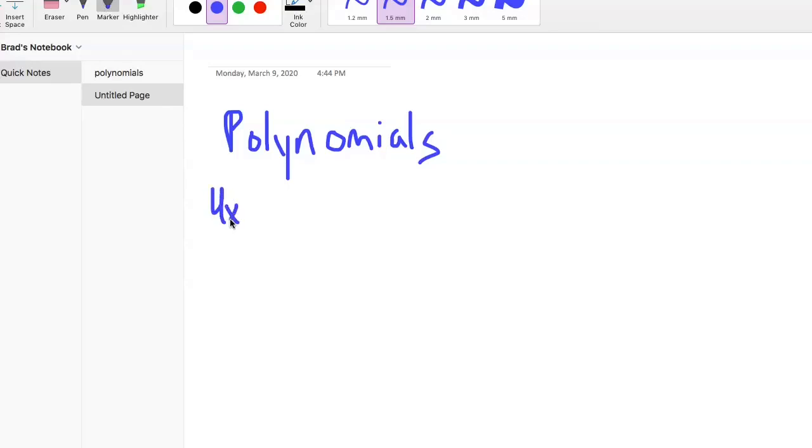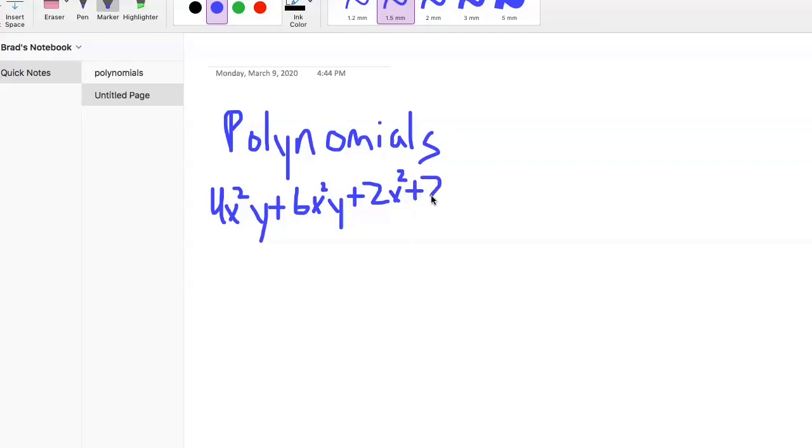4x squared y. Okay, so already it's more complicated, right? Because we got two variables in one term there. One monomial, as we just learned, plus 6x squared y plus 2x squared. And hopefully you can see that that 4x squared y and the 6x squared y can be combined because they both have that x squared y, and we're just going to be able to combine it in a minute.